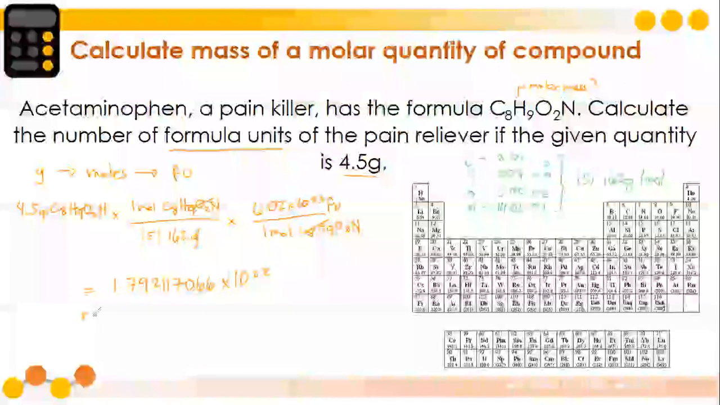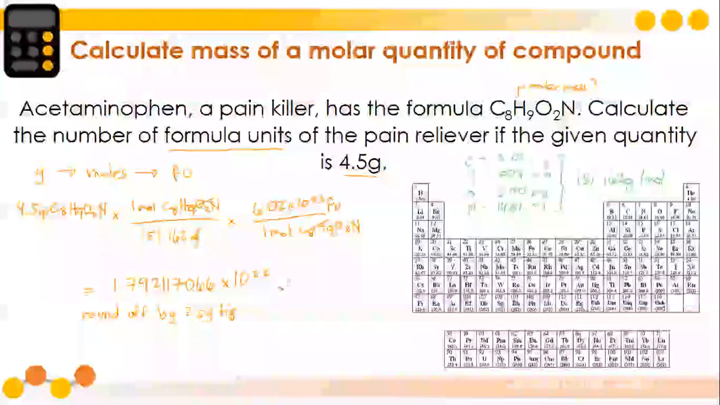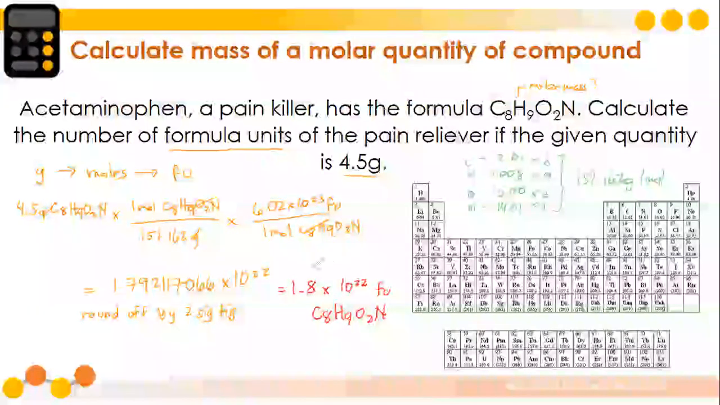Let's round it off to 2 sig figs. Your final answer now is 1.8 times 10 raised to 22 formula units of C8H9O2N, or acetaminophen. We have here 2 significant figures. Again, make sure to follow the correct rounding off of numbers.